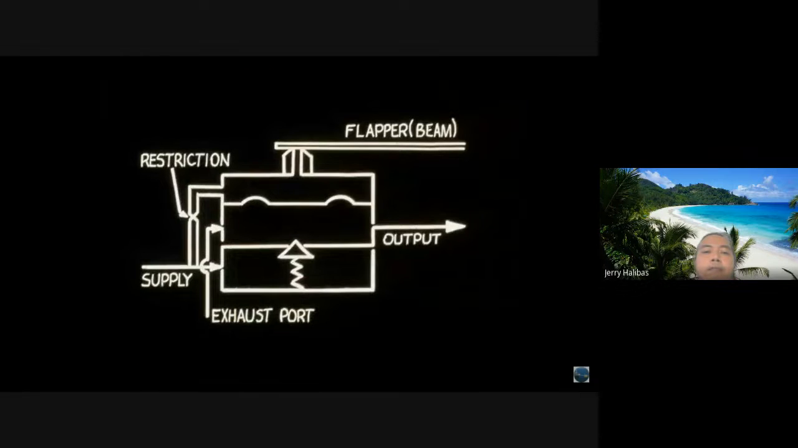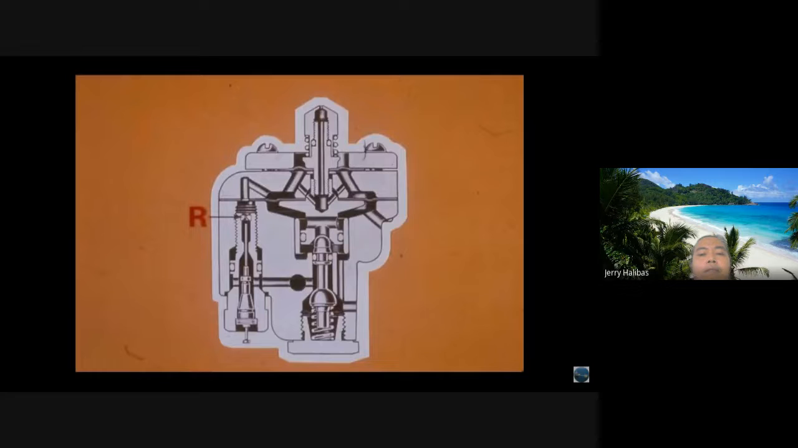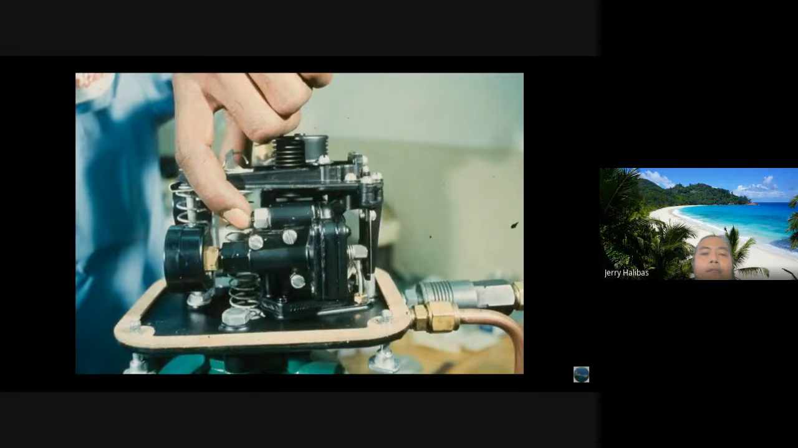Examine this simplified relay schematic. What would cause 0 relay output even though the flapper covers the nozzle? A plugged restriction orifice is a likely cause. A plugged restriction will prevent any back pressure at the nozzle. This is an actual cutaway of the relay. R is the restriction orifice. Also notice the built-in orifice cleanout plunger. By depressing the plunger, you can run the wire through the orifice and remove any obstruction.